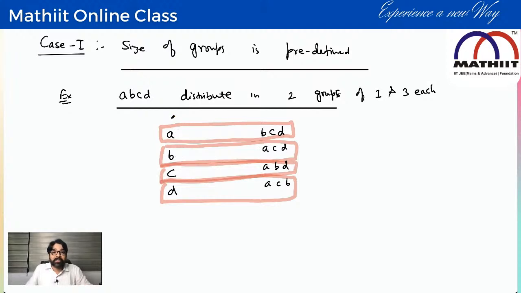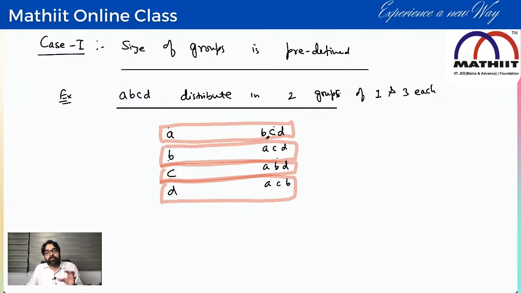In each case, group 1 contains 1 object and the other has 3 objects, but the objects are different. Here A is in the first group, here B is in the first group, here C, and here D. Understood my point? So this is the meaning of grouping. I took a very simple number of objects and only 2 groups. It can happen in different ways.